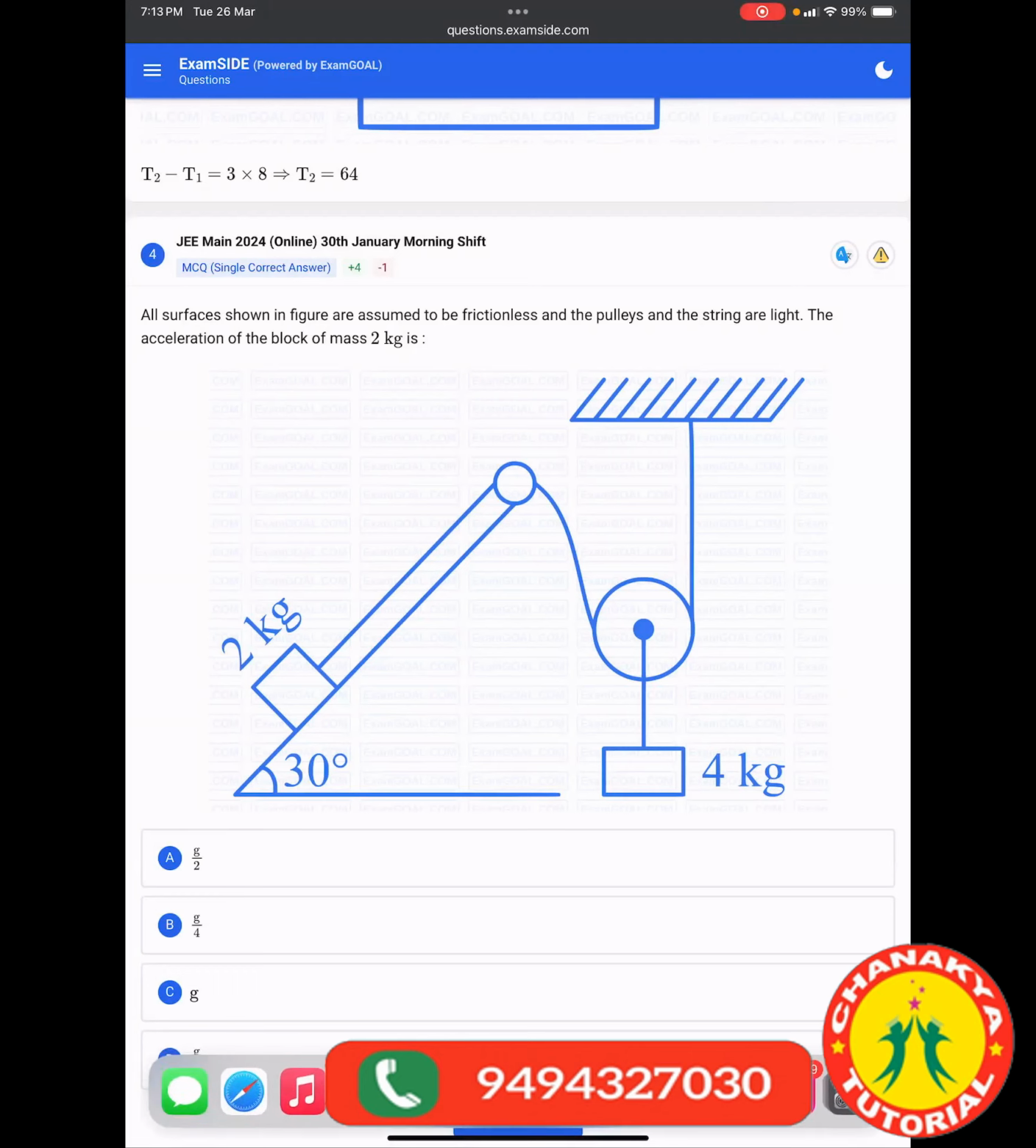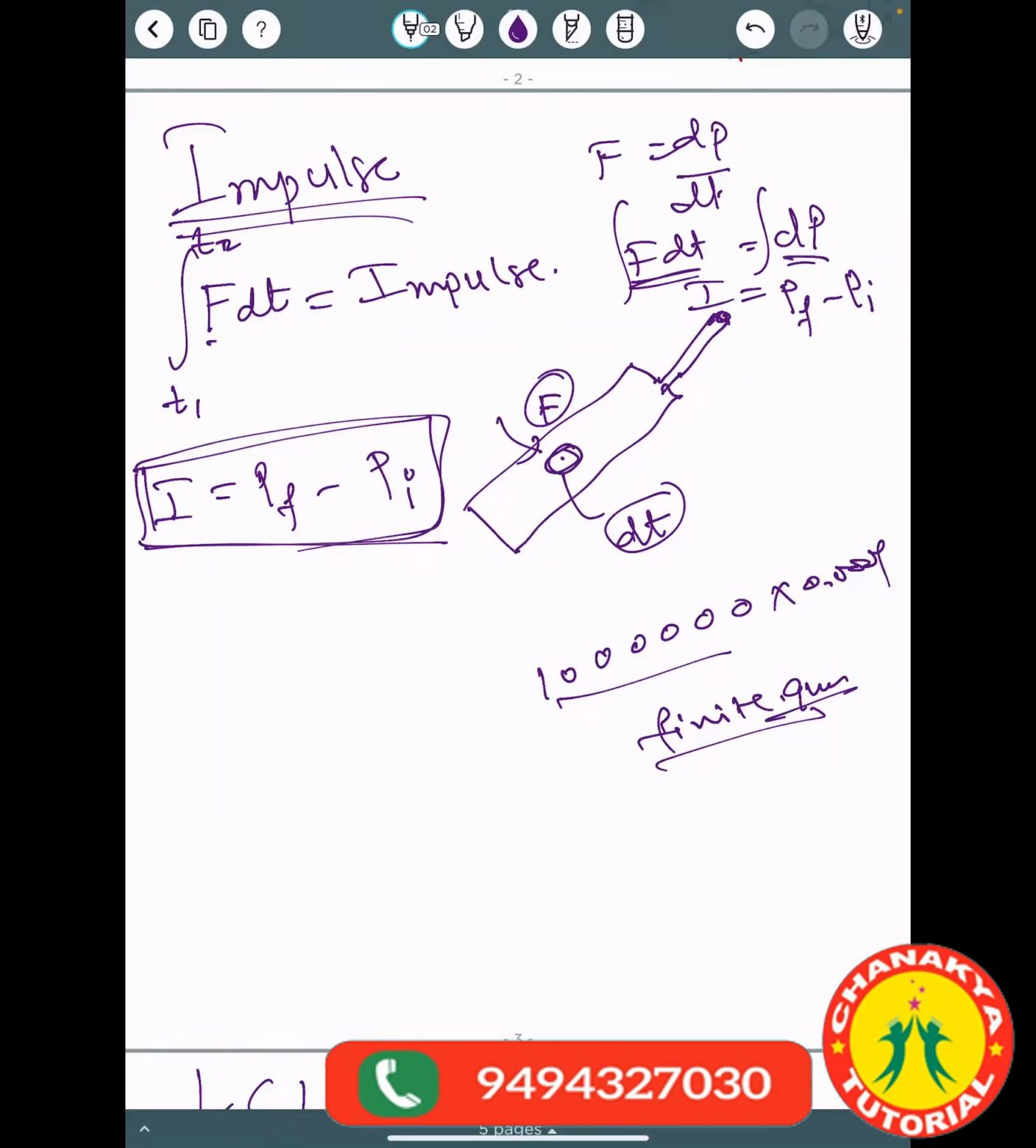This one I will solve. I know you guys are not going to solve it because you are not working hard. If you do like this, what will happen?